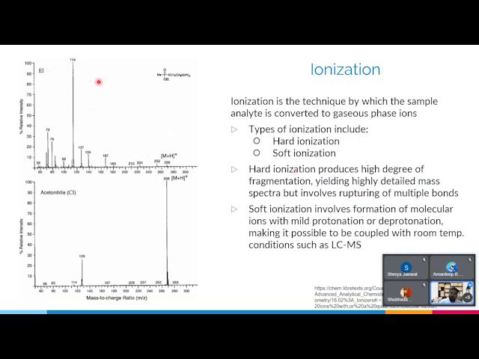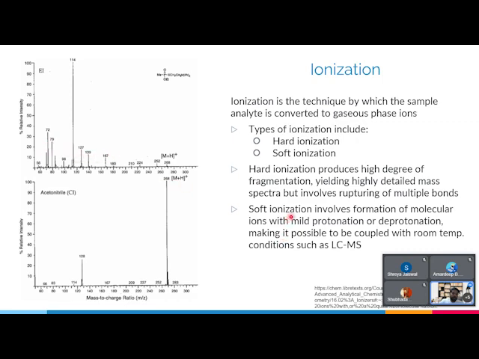So here in the above graph, you have an example of hard ionization. As you can see, there are multiple peaks throughout the graph, which shows that hard ionization occurred, and the sample is fragmented into very small subunits.